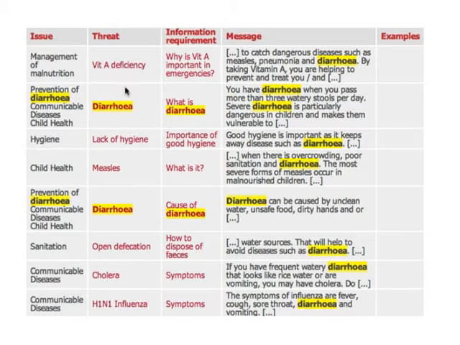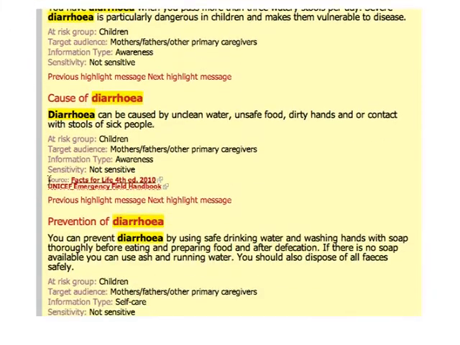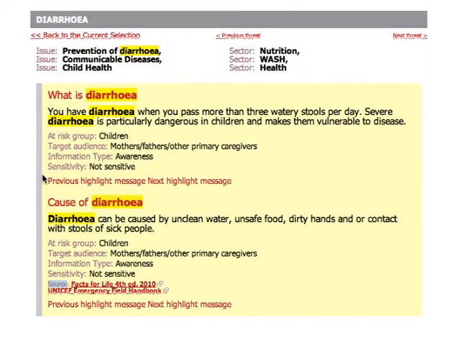Click on the red text under the columns Threat or Information Requirement and you then access the message itself. This also contains other useful information such as at-risk group, target audience, and, where it exists, the source. You can return to the full list by clicking on Back to Current Selection.